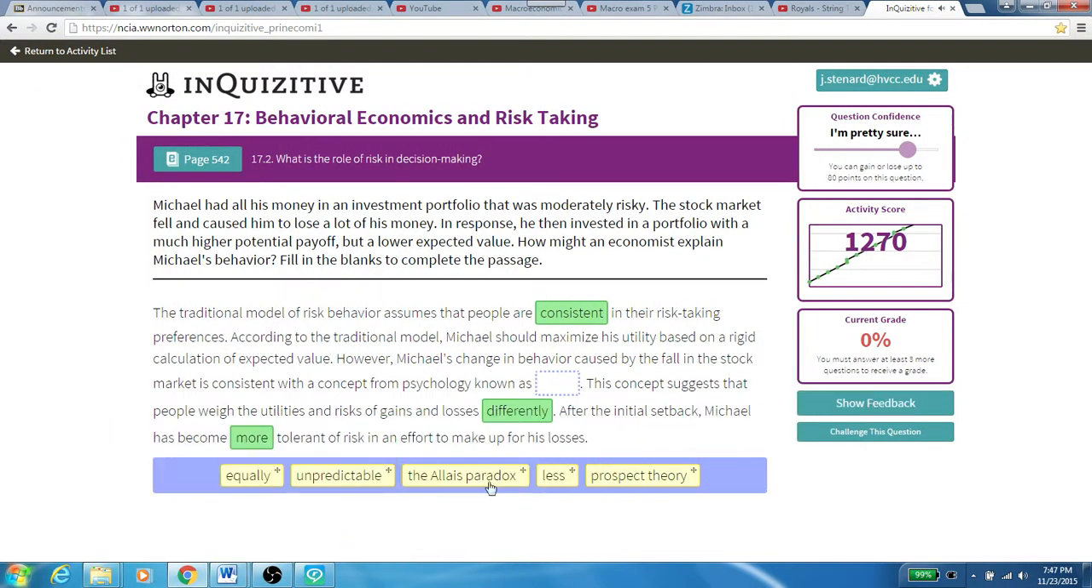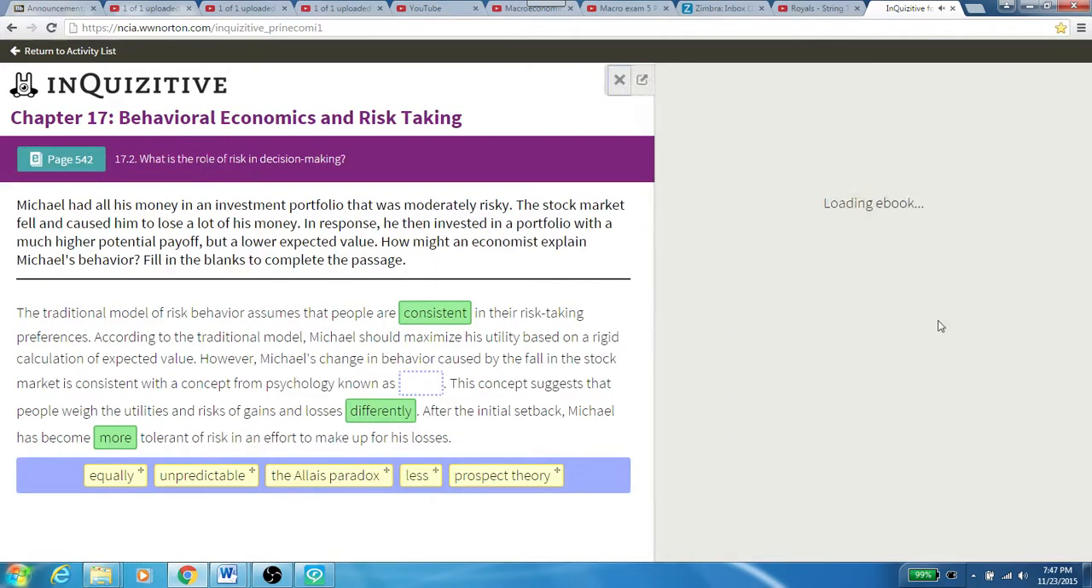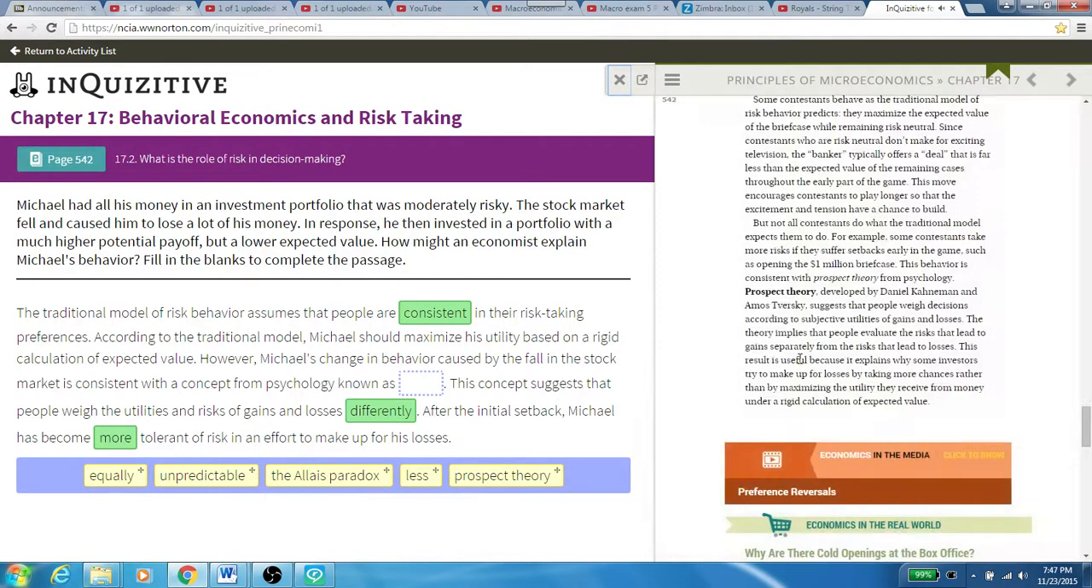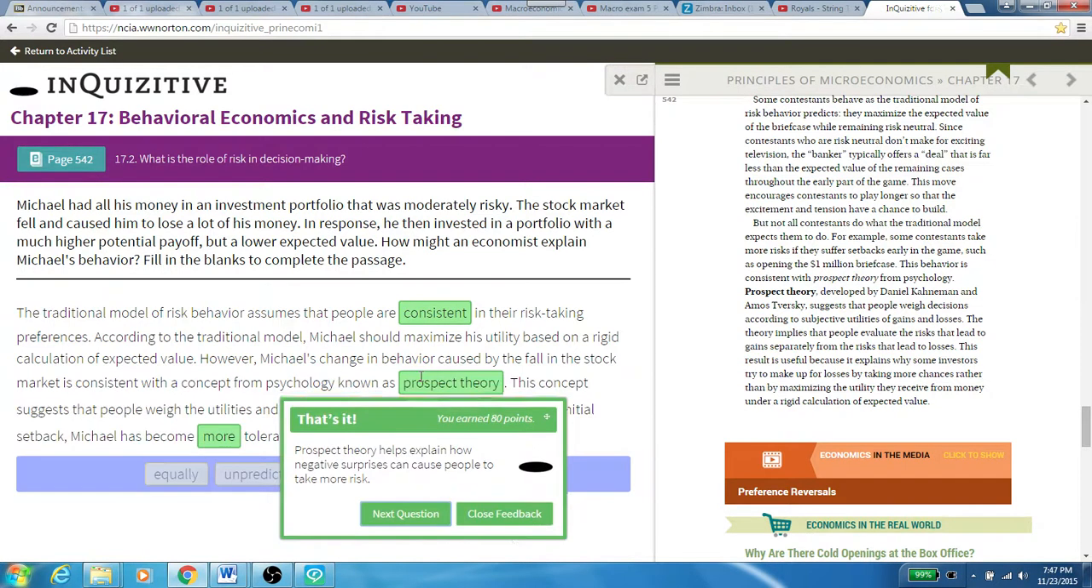So what do we call that? Is that going to be known as prospect theory, the Allais paradox? Which one is it? So we're going to click on our little help sheet there. We're going to go to the part that we're most interested in. Prospect theory, developed by Daniel Kahneman and Amos Tversky, suggests that people weigh decisions according to subjective utilities of gains and losses. So we're going with prospect theory. There we go.